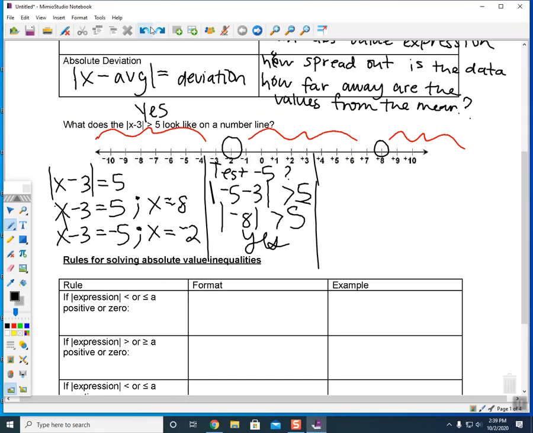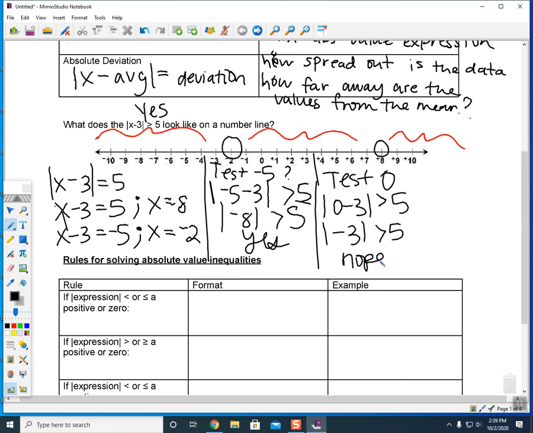All right, we'll see if that helped. Okay, it did. So I'm going to test 0. Then I'll have the absolute value of 0 minus 3. I want to know, is that greater than 5? Well, I have the absolute value of negative 3.